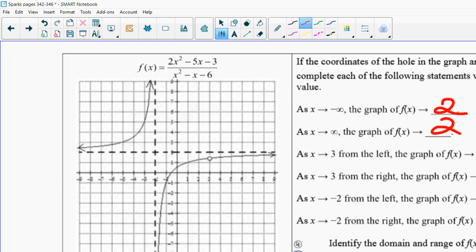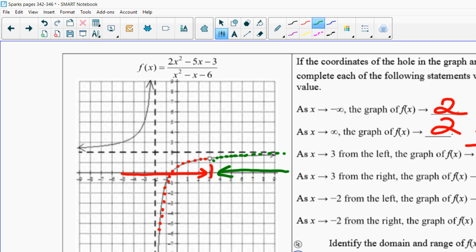As x approaches 3 from the left, so here's x equals 3, right? From the left means from numbers smaller than 3. So we're coming at it this way. As x gets closer and closer to 3, what are the y values getting closer and closer to? 7/5. As x approaches 3 from the right, so look where x is going. What are the y values getting closer and closer to? 7/5 again.